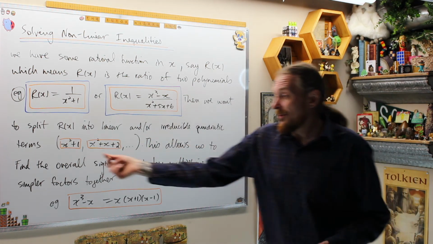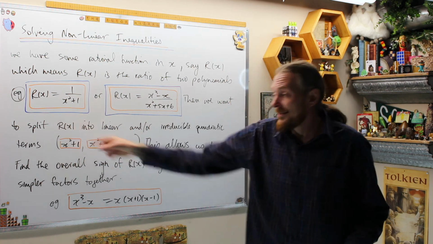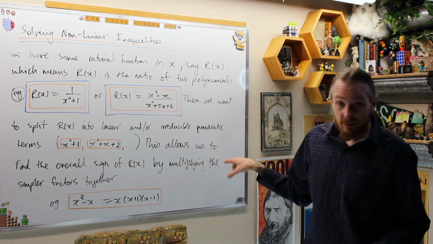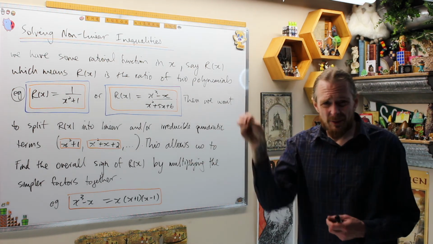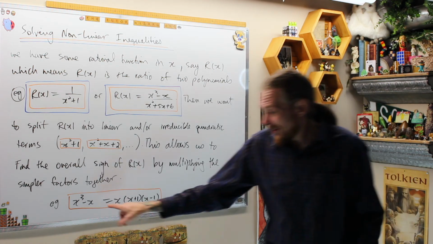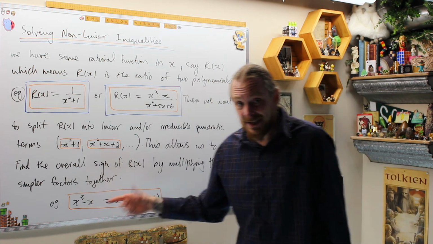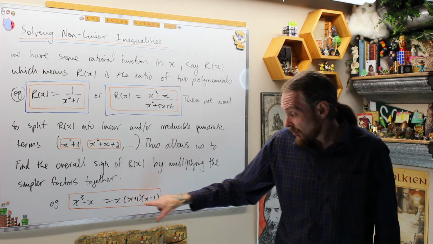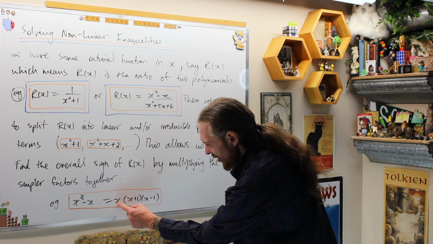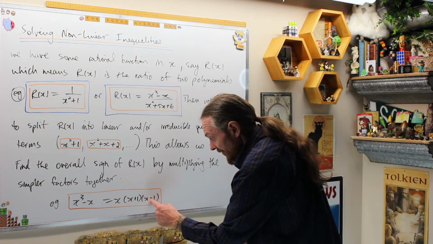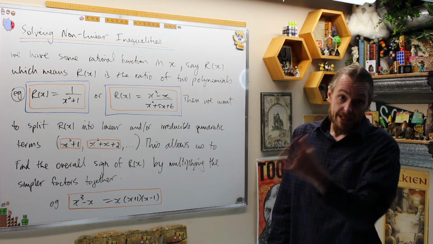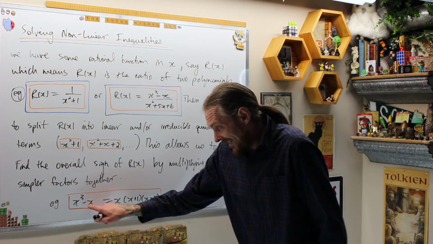This allows us to find the overall sign of r of x by looking at the sign of each of these individual simpler factors and then multiplying those together to get the overall sign of r of x in each case. So, for example, x cubed minus x, we can cleverly factor as x times x plus 1 times x minus 1. Then if we're on some interval, we can look at when each factor is positive or negative. Then we multiply them all together and find out whether this thing is positive or negative on that interval. Let's do a couple examples using that one specifically.